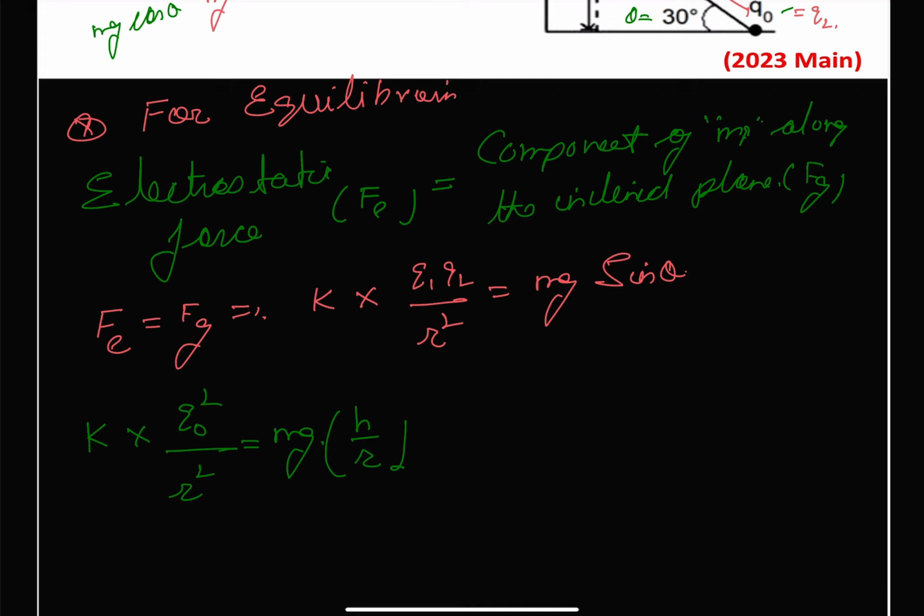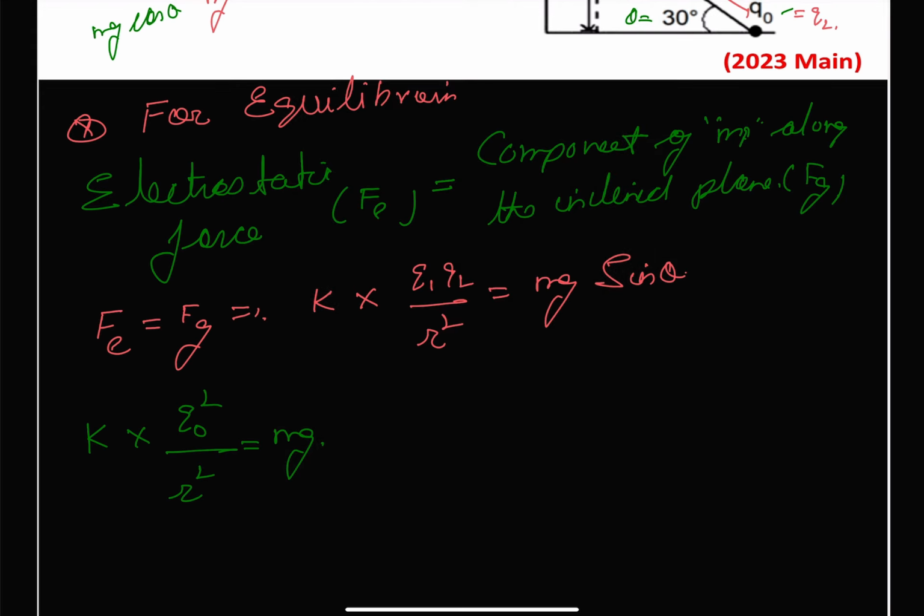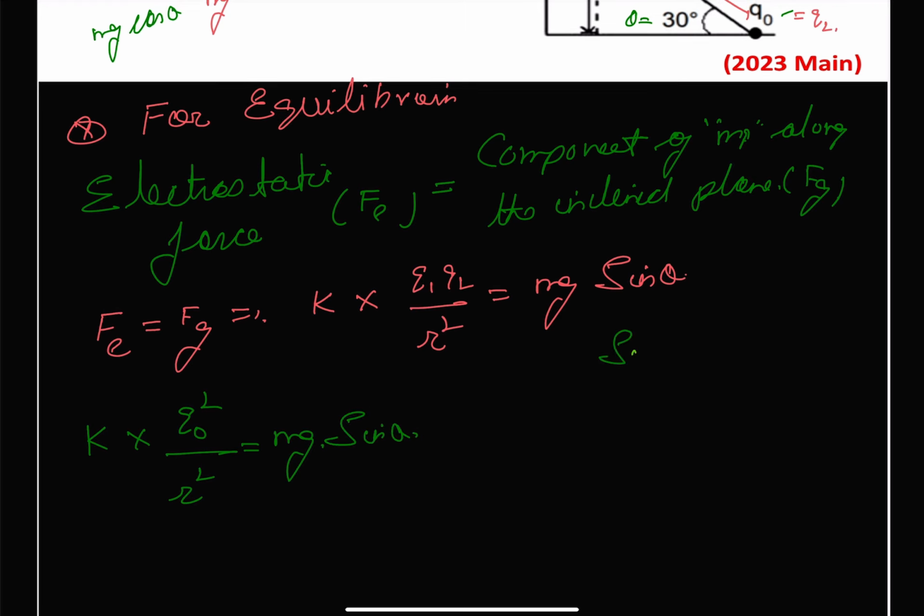Well, let me solve it separately. This is our sine of theta. So we can write that sine of theta is equal to h upon r, or we can say that theta is given to us, so our r will be equal to h upon sine of 30. This gives us that r is equal to 2 times h.